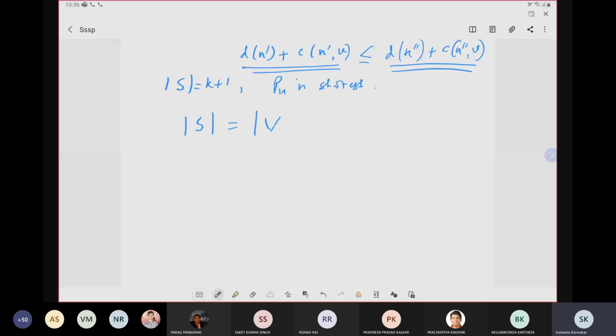So that means PU is shortest for all U. PU means actually it is the shortest path from smallest to U.